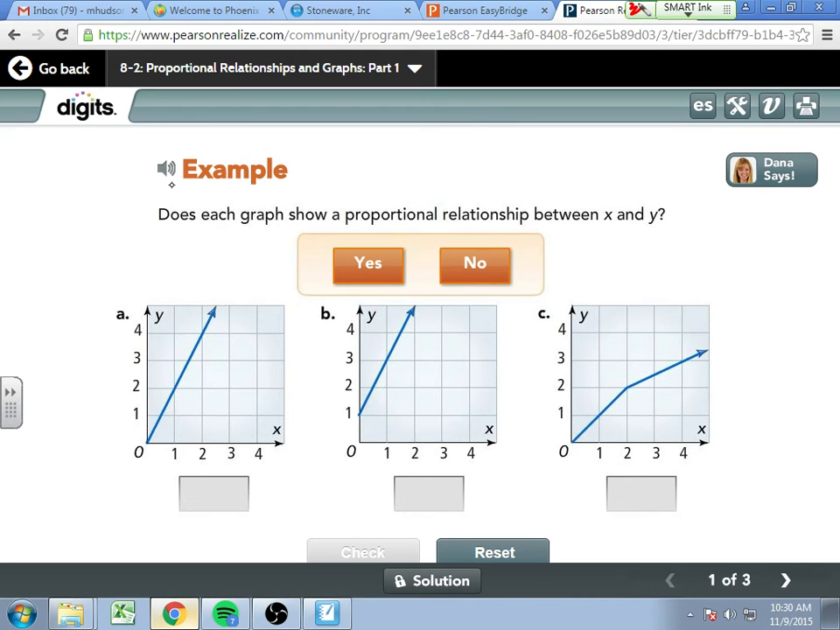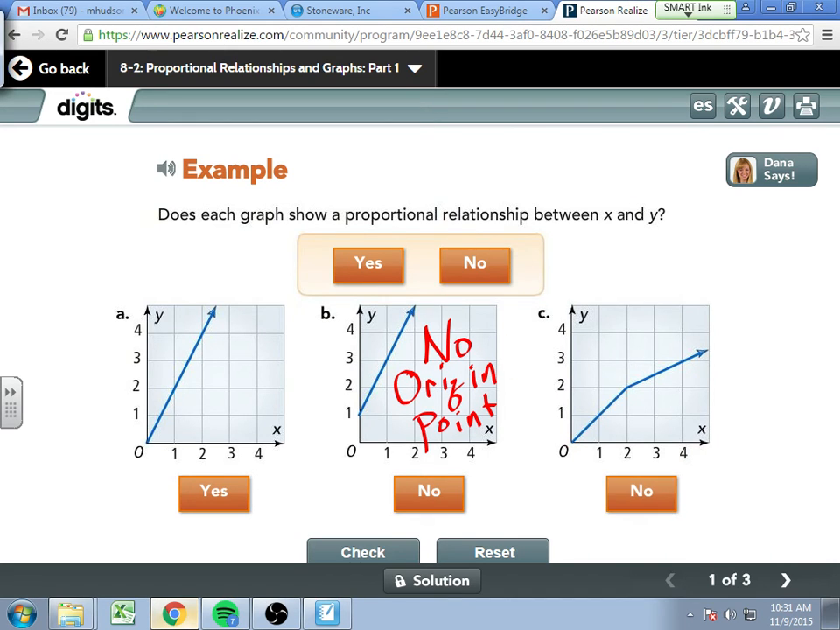So, using cards. Grace, what do you think? Graph A there, is it proportional? So check, does it have a straight line? Yes. And does it go through the origin? Yes. So this one is. Shahid, what about B? Why? Because it does not go through the origin. Yup, there's no origin point here. And class, last one. No! Why not? It's not a straight line.